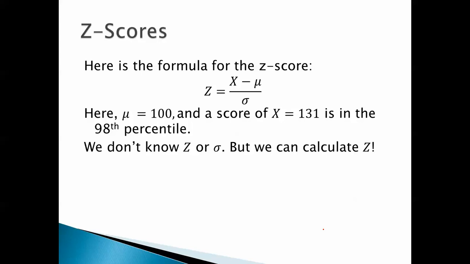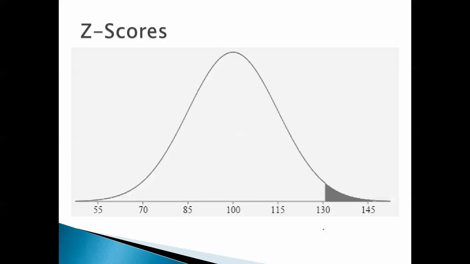Here's the formula for the z-score. Z equals x minus mu over sigma. Here, mu equals 100, and a score of x equals 131 is in the 98th percentile. But we don't know z or sigma. But we can calculate z. Here's how we're going to do it.